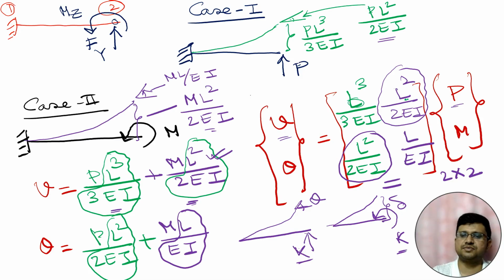So, and this is our flexibility matrix. So this is our flexibility matrix, which is a symmetric matrix. So now we will go for the stiffness matrix.